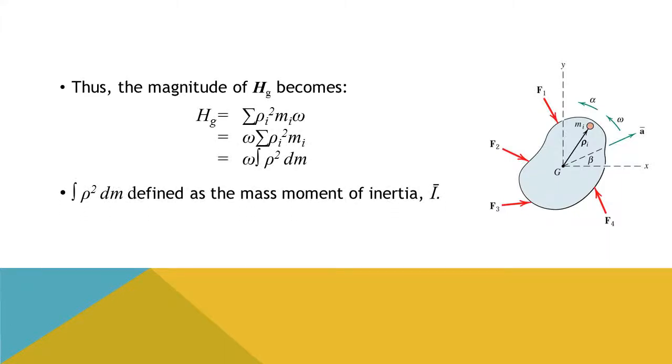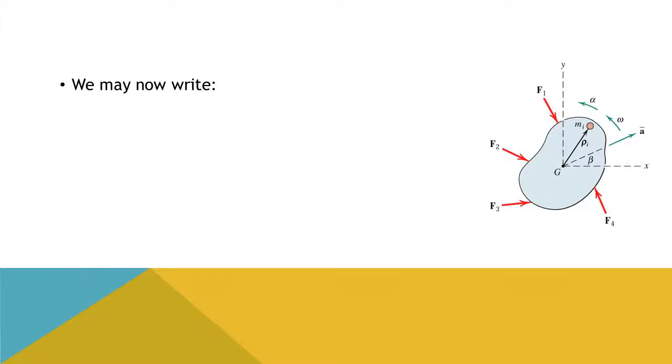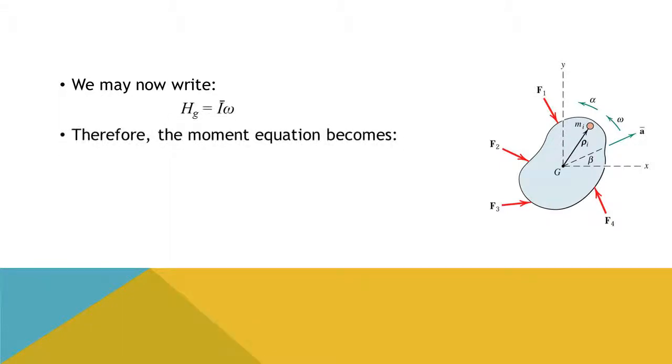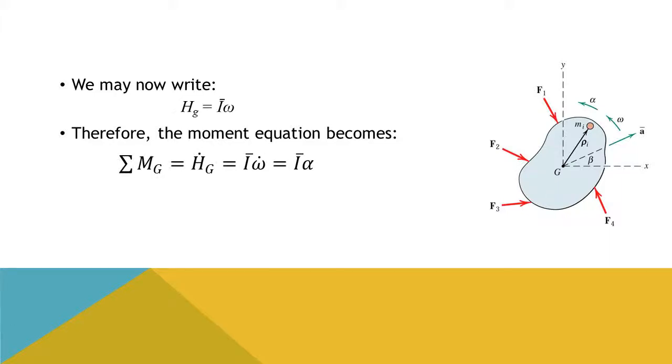the summation ρi squared mi, which may also be written as the integral of ρ squared dm, and is defined as the mass moment of inertia of the body about the z-axis through G. We may now write HG is equal to I bar omega. With this substitution, the moment equation becomes the sum of moments is equal to I bar alpha.